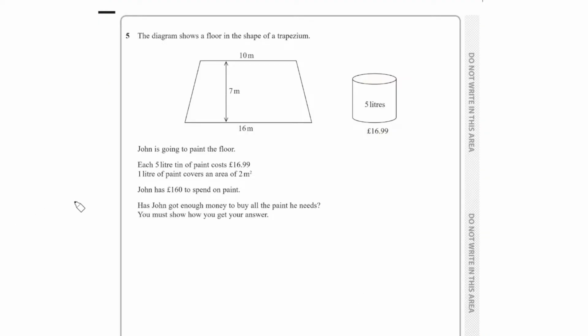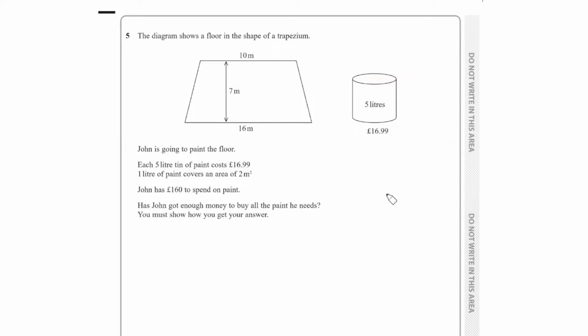Okay, question 5. The diagram shows a floor in the shape of a trapezium. John is going to paint the floor. Each 5-litre tin of paint costs £16.99. 1 litre of paint covers an area of 2 metres squared. John has £160 to spend on paint. Has John got enough money to buy all the paint he needs?